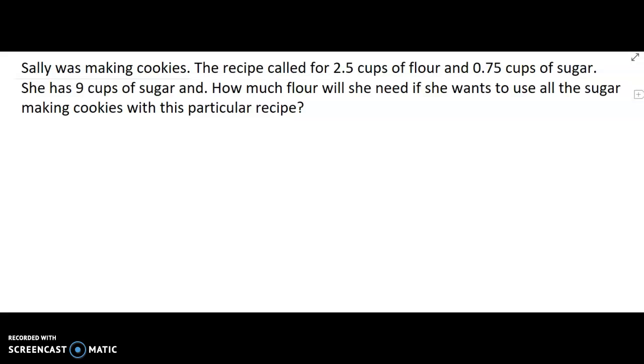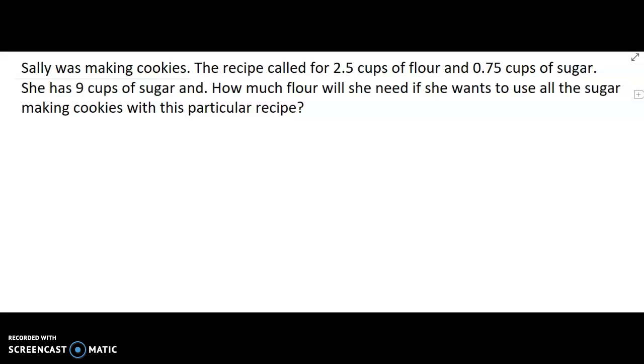So Sally was making cookies. The recipe calls for 2.5 cups of flour and 3/4 of a cup of sugar. I played with decimals for you. You're welcome. She has 9 cups of sugar. So how much flour will she need if she wants to use all of that sugar making cookies with this particular recipe, right? So she's going to use all 9 cups. How much flour is she going to need?